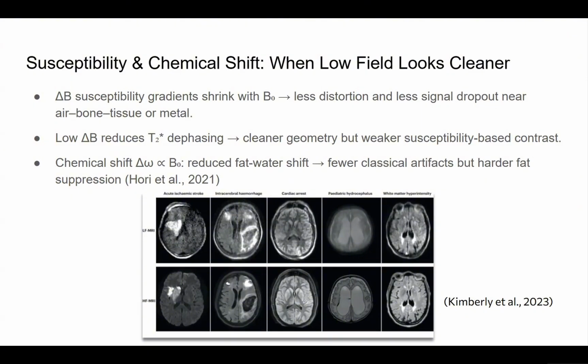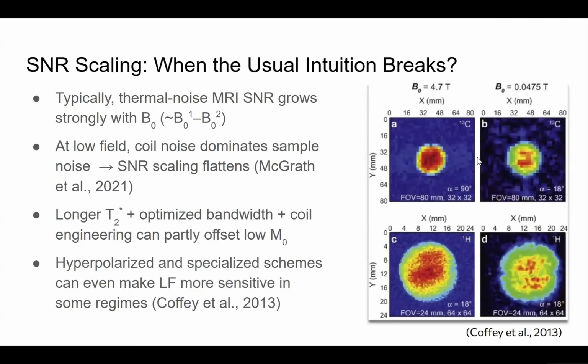Chemical shift behaves the same way, where delta omega is proportional to B naught. The fat water frequency difference collapses at low field, reducing classic artifacts, but also making fat suppression and Dixon separation harder. Overall, low field removes many artifacts and gives cleaner geometry, but at the cost of losing some high field susceptibility-based contrast. And then finally, we can look here for SNR.